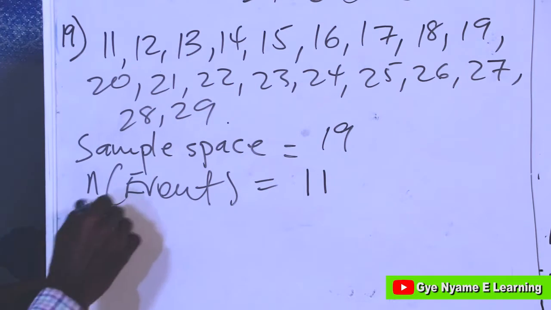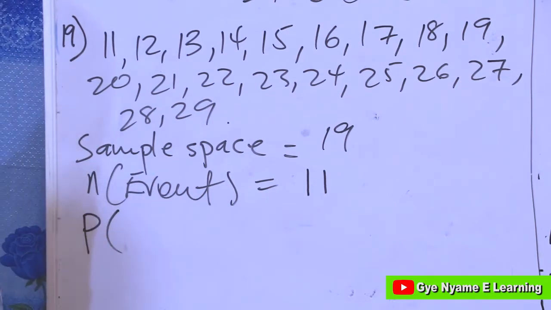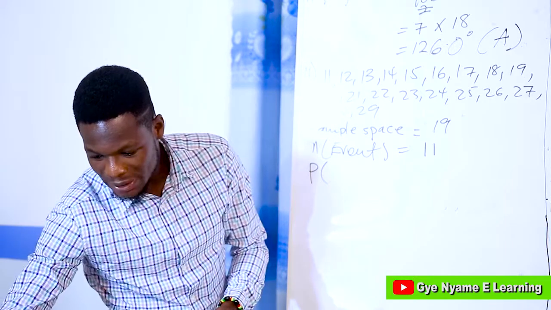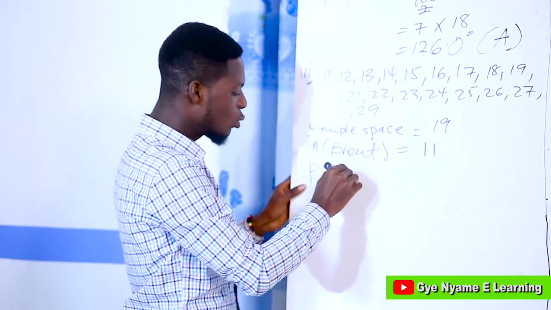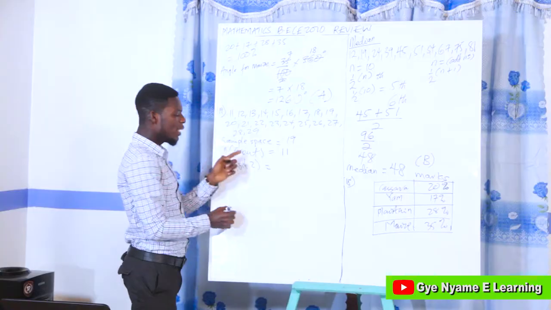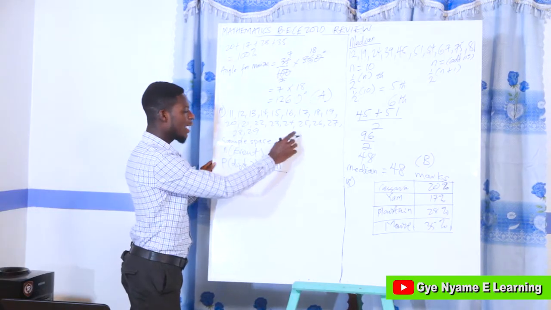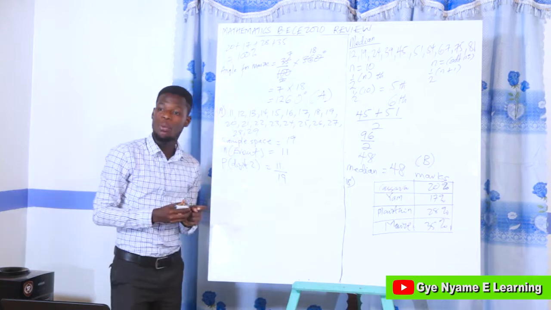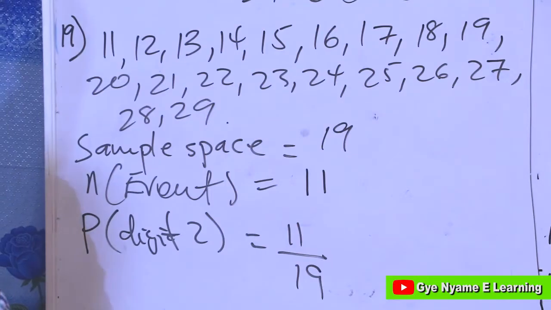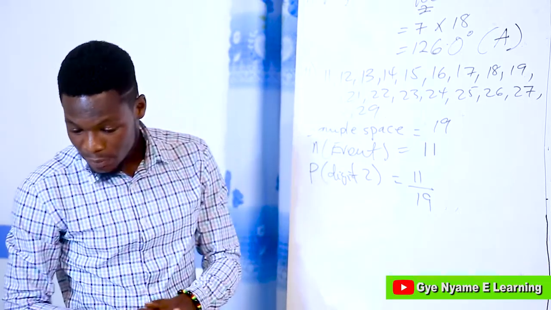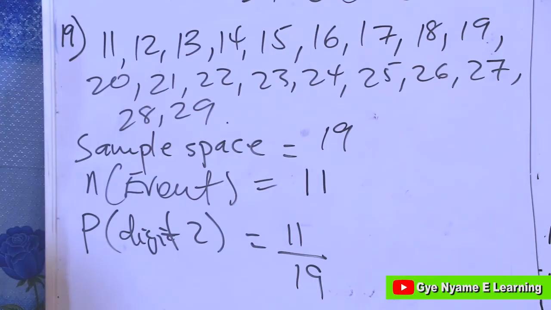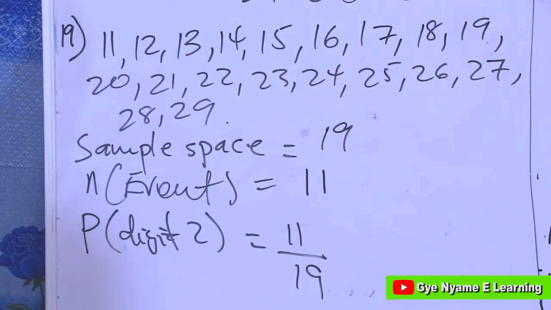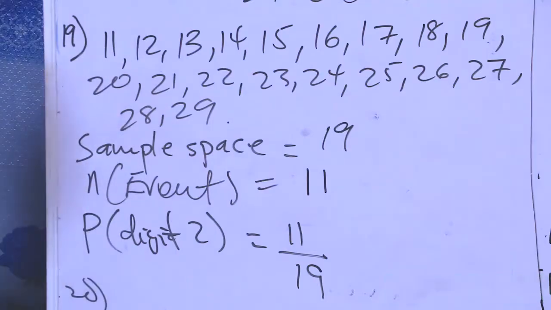Then probability. The question says one card is chosen at random. What's the probability that it contains a digit 2? So probability of digit 2 will be the number of the event over your sample space. That's all. So probability is as simple as that. All right. So let's look at our options. So 18 cards are numbered from 11 to 29. All right. So that's for 19.